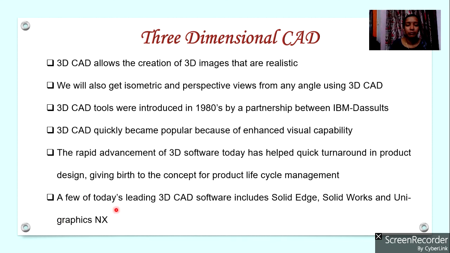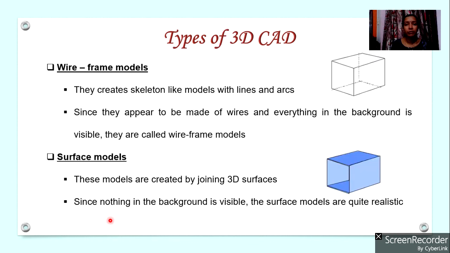Examples of a few 3D CAD software are Solid Edge, SolidWorks and Unigraphics NX. Now let us see the different types of 3D CAD technologies. The first one is the wireframe model. As the name indicates, wireframe models appear to be made up of wires.